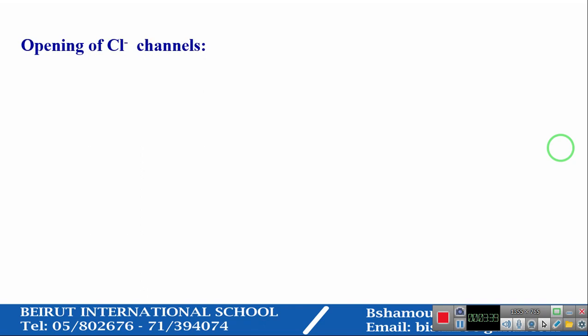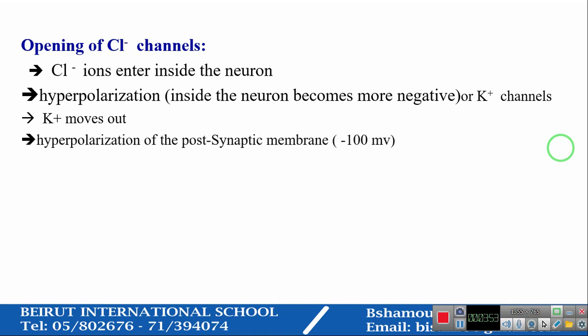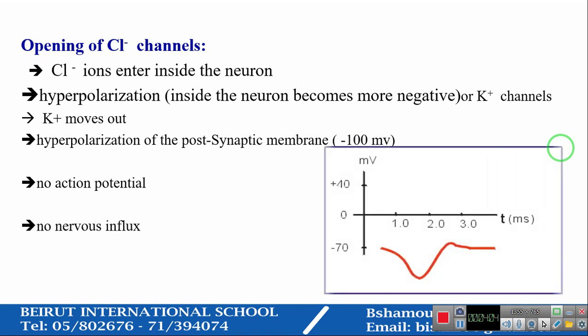While if it opens Cl- channels, Cl- ions enter inside the neuron. Hyperpolarization: inside the neuron becomes more negative, or K+ channels open and K+ moves out. In this case, hyperpolarization of the postsynaptic membrane, the reading would be -100 millivolt, and no action potential would be recorded, and therefore no nervous influx. As you see in this figure, we have a reading of -100 millivolt.